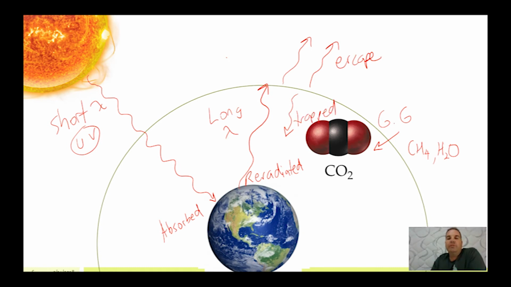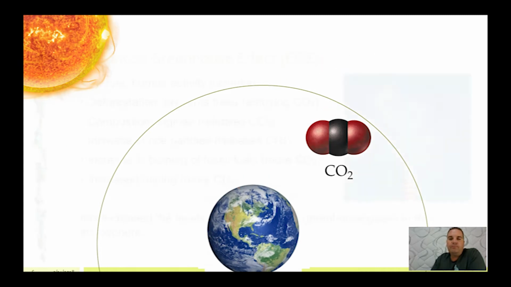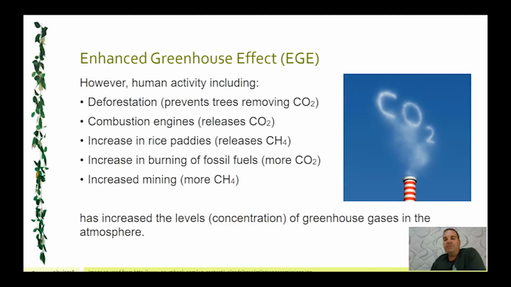Now that's the natural greenhouse effect. It's a good thing. What it does is it means that the earth maintains a mean global temperature of about 17 degrees Celsius, which is very important because that allows us to maintain life on earth. The problem is that we have the enhanced greenhouse effect.